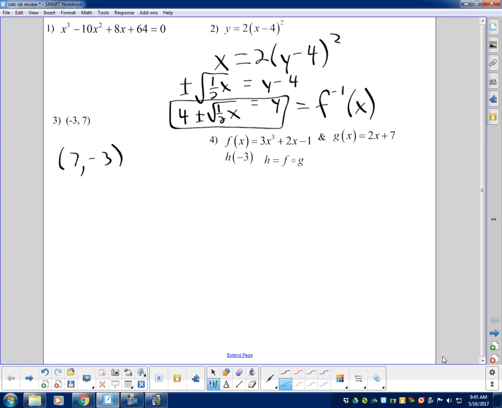And number 4, if f of x equals 3x cubed plus 2x minus 1 and g of x equals 2x plus 7, find h of negative 3 when h equals f composed with g.